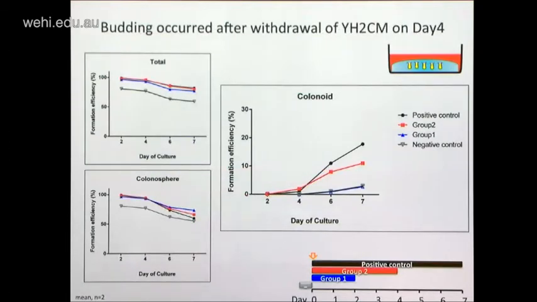We found that if we took out the condition medium from day 4, which is the red line here, we do see more colonoids formed compared to the negative control. However, if we took out the condition medium on day 2, we didn't see any enhancement in the colonoid formation, which suggested that the WEHI2 condition medium could induce colonoid formation when added in the first 4 days in the spheroid phase.